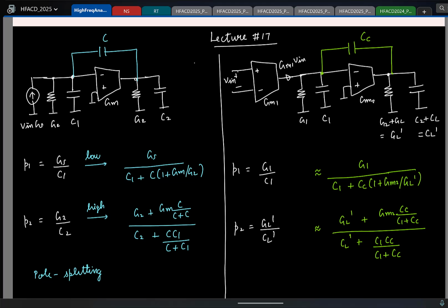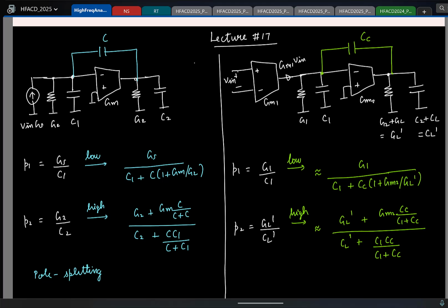Cool. So now this is good again because this has shifted to a low frequency. This has moved to a high frequency. So on paper we have accomplished what we wanted to do. But in this process of splitting the poles, have we introduced an uninvited guest? Remember we have looked at poles. Yeah, the two poles have become far apart.